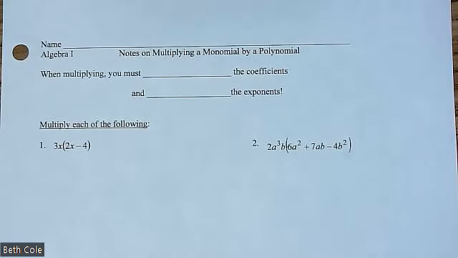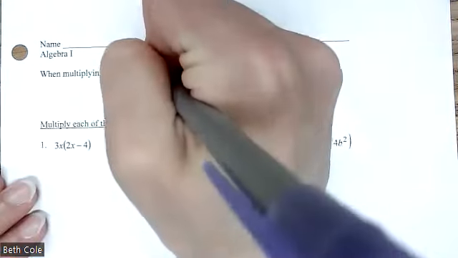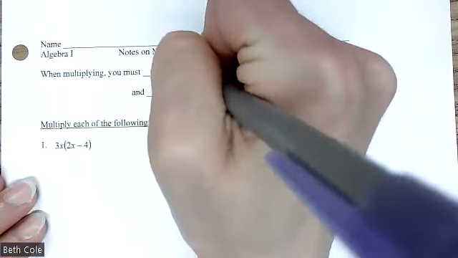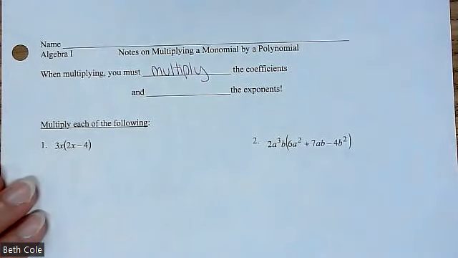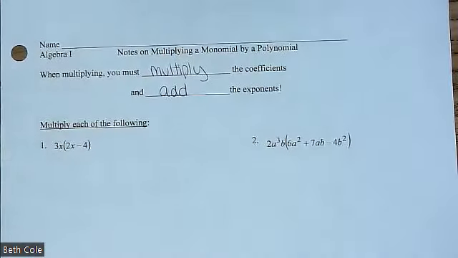So last time we did adding and subtracting. Today we're going to start multiplying. So when you multiply, you are going to multiply the coefficients and you're going to add the exponents. Remember that when you multiply, you add your exponents? Same rule. We're going to distribute.